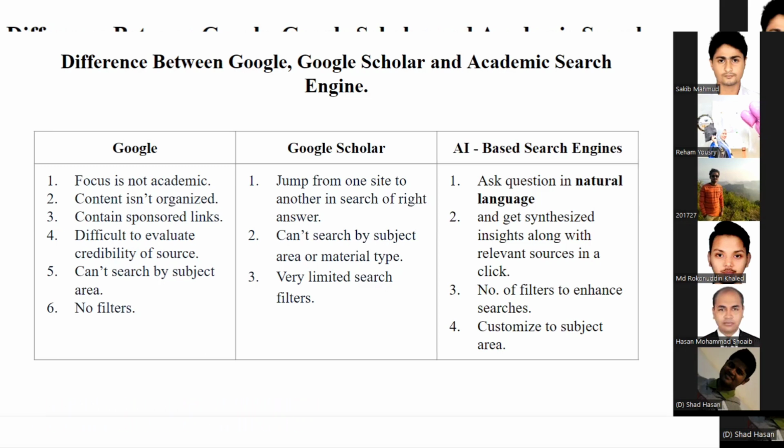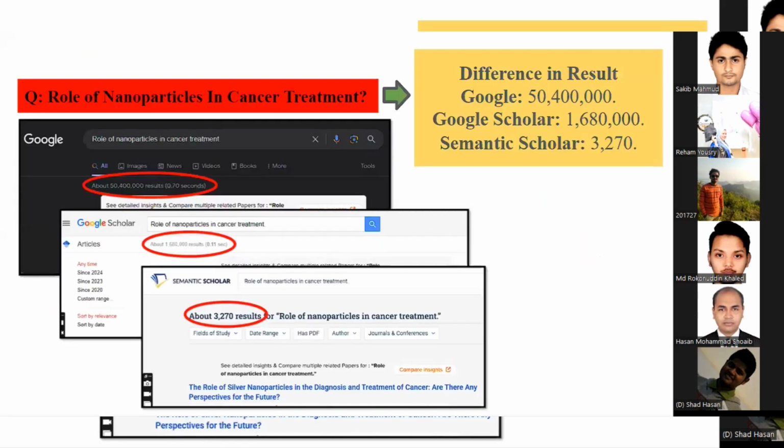But in AI-based search, you can ask a question in a natural way and get synthesized and organized information to understand what is going on in your line, what kind of information you want to have, and how to present it. The presentation of the information is highly organized. There are a number of filters available to enhance your research, and you can also get results by subject area.